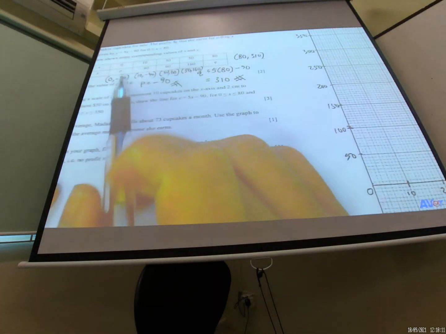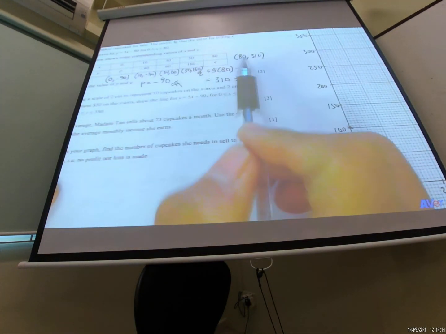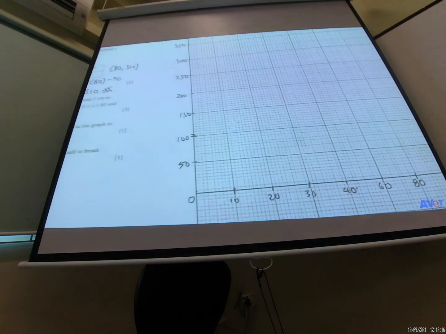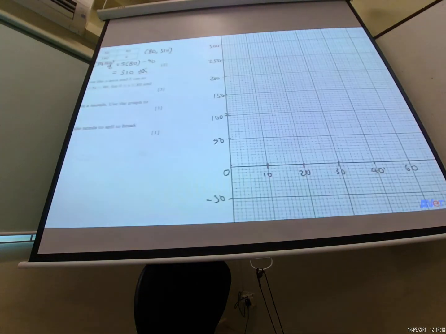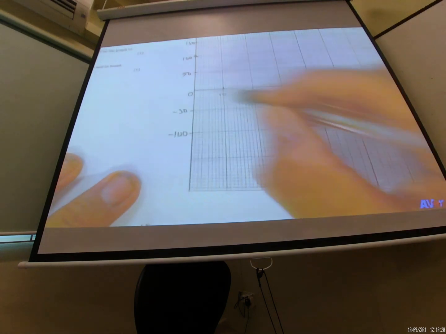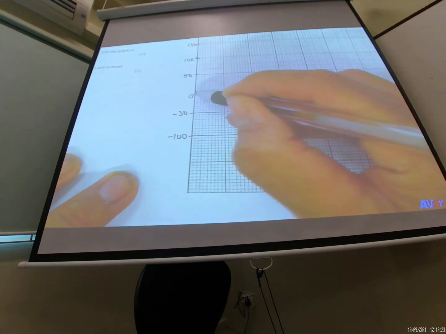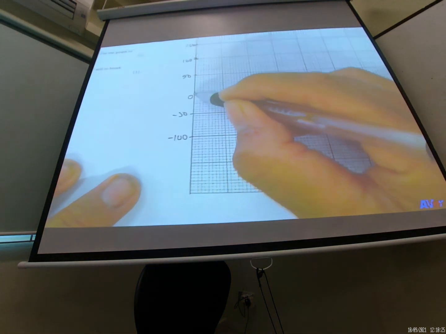So altogether, you should plot 5 points onto your graph. First one, 0, negative 90. So when x is 0, y is negative 90. Negative 90 in the y direction.